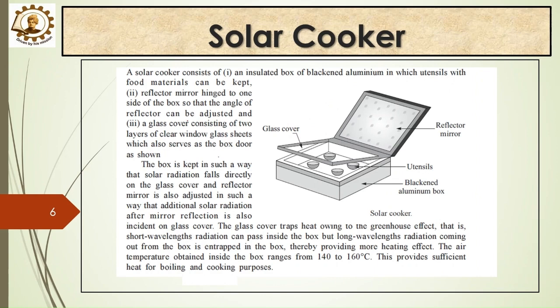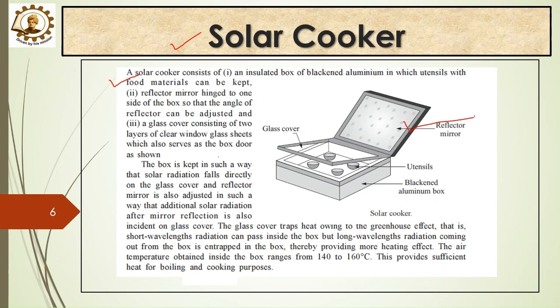Now moving on to the concept of the solar cooker. This is also a very important application. It is a box type solar cooker. It consists of an insulated box made up of blackened aluminium, in which the utensils with food material are kept. And there is a reflector mirror, as we can see. This reflector mirror is hinged to one side of the box so that the angle of the reflector can be adjusted.